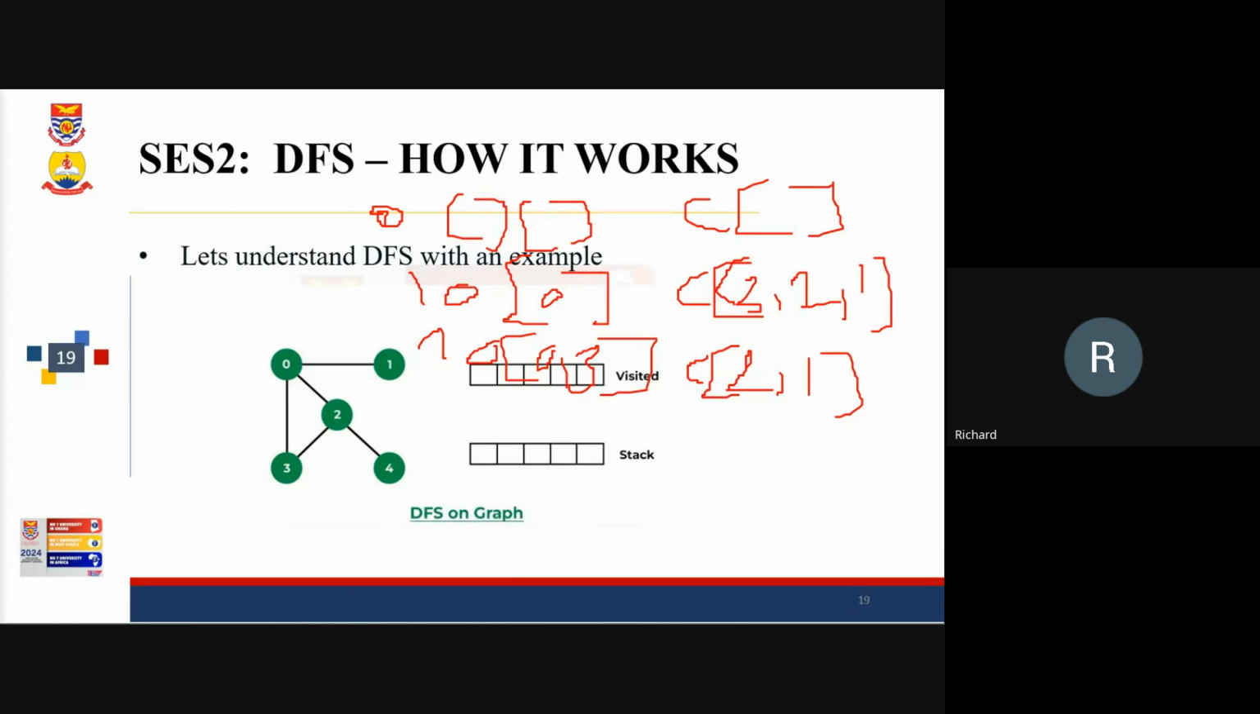Why 1, please? Sir, 1 has no connection with 3. Yes, but we have already explored 0 to find out that we can explore 3, 2, and 1. So 1 is already in the closed list.